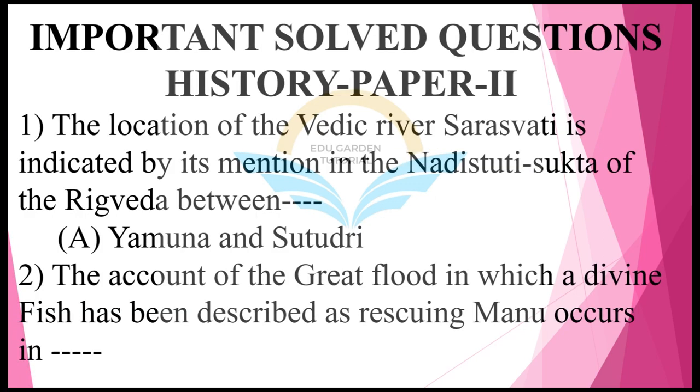Important Solved Questions. First one, the location of the Vedic River Saraswati is indicated by its mention in the Nadistuti Sukta of the Rigveda between. Answer is Yamuna and Sutudri.